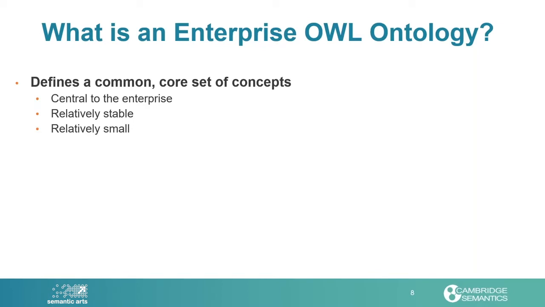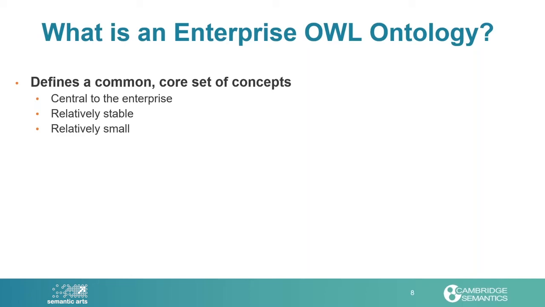So when we think big, we're going to do a core ontology of the main concepts common to the enterprise, the ones that are central. And then we'll start small with some small pilots, but they will initially leverage that big overarching ontology so that there's room to grow in the future. So an enterprise ontology defines a common core set of concepts. These are the concepts that are central to an enterprise. For a financial service company, these might be things like accounts and transactions and customers and so on.